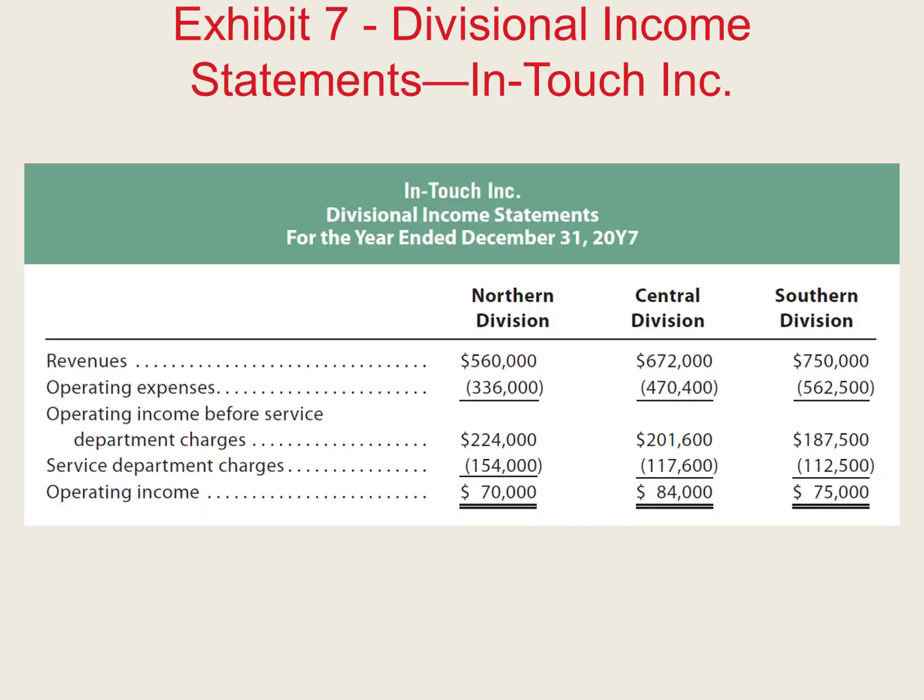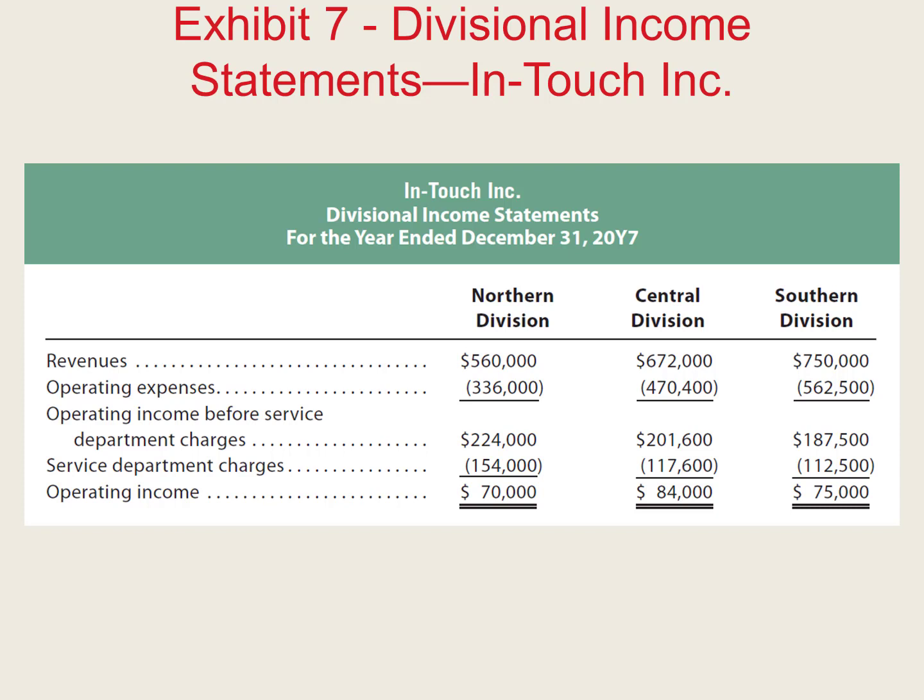To consider these performance measures, let's look at three divisions. We have the Northern Division, Central Division, and Southern Division. Based upon operating income, it appears like the Central Division is doing the best. The operating income for Central is $84,000, while the Northern Division is $70,000, and the Southern Division is $75,000.